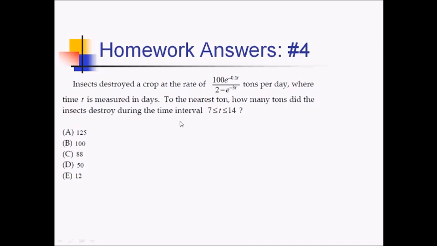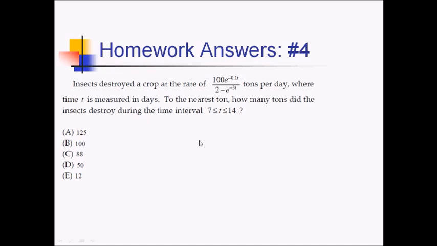For number 4, we're told that insects destroyed a crop at a rate of all this stuff, tons per day, and t is measured in days. To the nearest ton, how many tons did the insects destroy on the time interval from 7 to 14? Now, this is on a homework with logistic differential equations, and this looks kind of like a logistic function up here, although this variable in the numerator is kind of suspect, but we might be able to turn it into a logistic function. However, this is a calculator question, and they're giving you a rate of change and asking you basically how much of that destruction you accumulated over this time period.